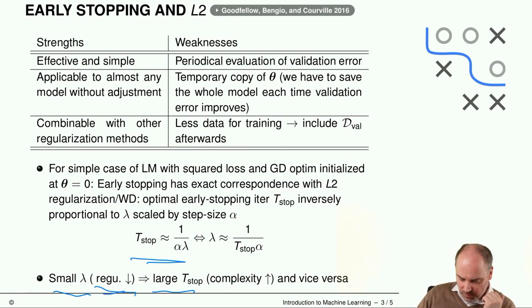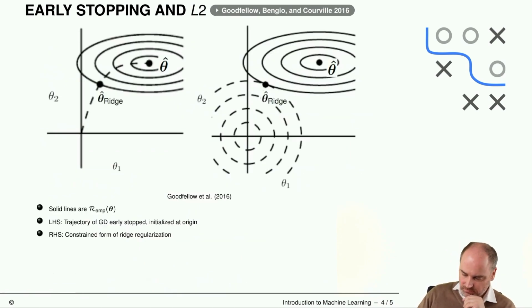I guess that's what we've already said here, right? And vice versa. You can also visualize that. So here on the left-hand side, these contour lines are again our risk or loss surface. Here is the position of the minimizer. And on the left-hand side, we would now do gradient descent, initialized at the origin, and then we might go along this path here.